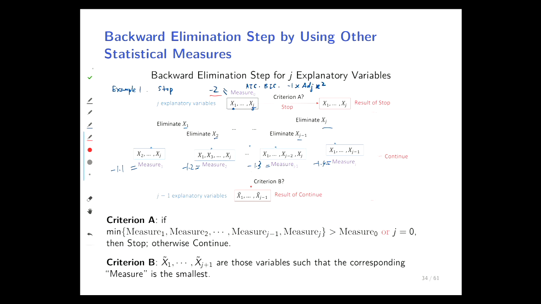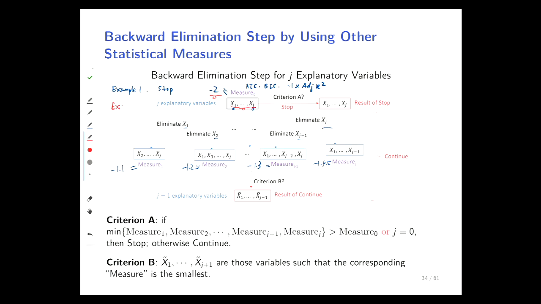The standard for this AIC, BIC, and also minus adjusted R square is consistently that we always prefer the smaller measure. Because this -2 is the smallest, that means the corresponding model, the model with x1 to xJ, is more preferred. So in this case, we do not need to proceed to eliminate a variable. We just stop here, because based on the standard of AIC, BIC, and minus adjusted R square, this model with J variables is the best, because its corresponding measure is the smallest. So that's the situation in which we stop.